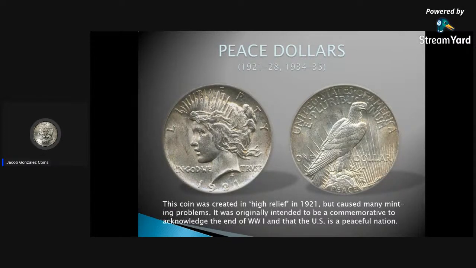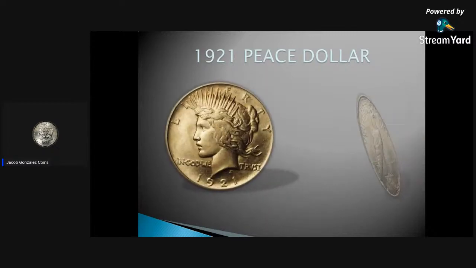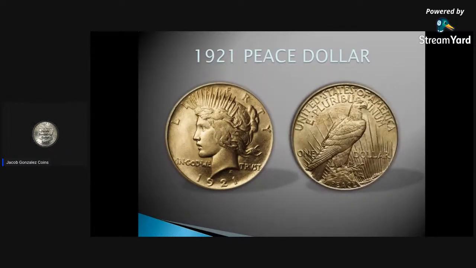So next up, the Peace dollars, minted in 1921 to 1928 and 1934 to 1935. In 1921, this coin was created in high relief, but caused many minting problems. As you can see, the high relief right there, we'll talk more about it right now. It was intended to be a commemorative to acknowledge the end of World War I and that the U.S. is a peaceful nation. So there's the Peace dollars.